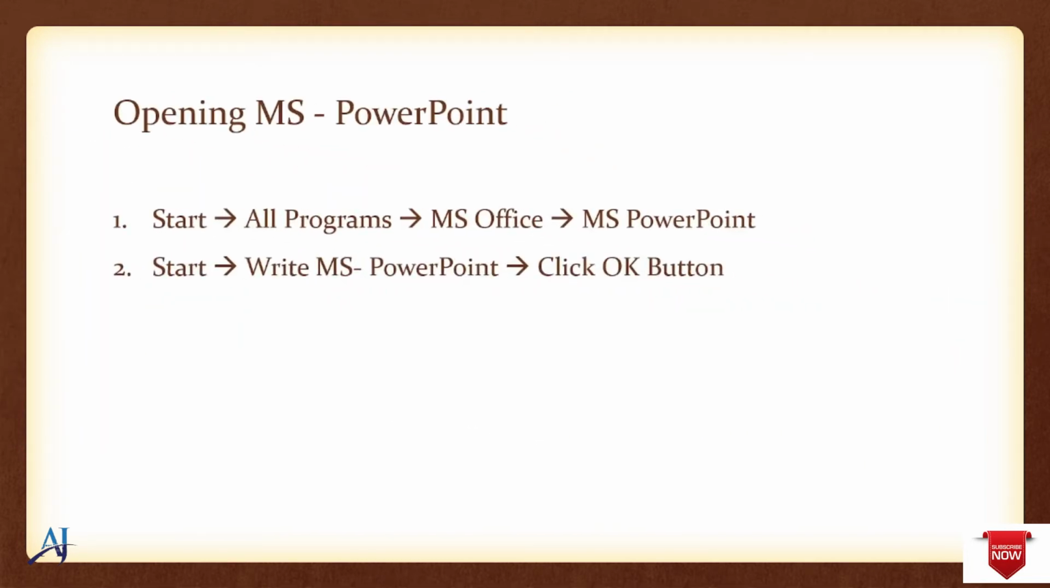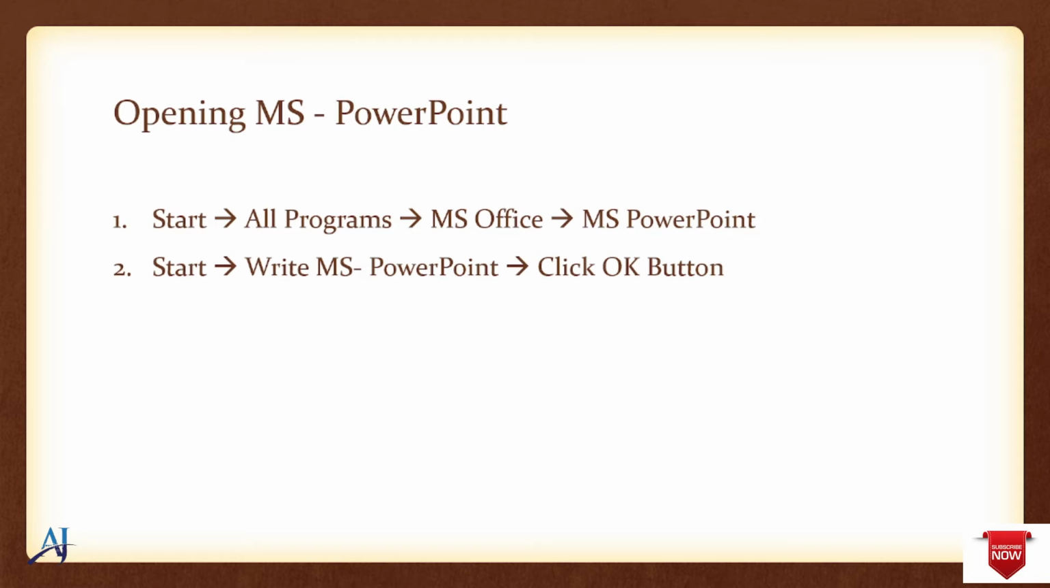How to open MS PowerPoint? The most frequent way in which everybody is opening PowerPoint is to click on the Start button, go to All Programs, go to MS Office, and then click on MS PowerPoint, and now your PowerPoint is open. But that is the long way to open PowerPoint. The best and the shortest way to open MS PowerPoint is to click on the Start button, write PowerPoint, and then click on the OK button, and now your PowerPoint is open.